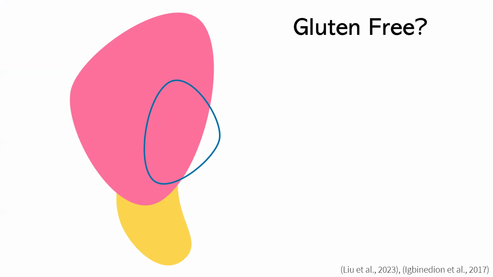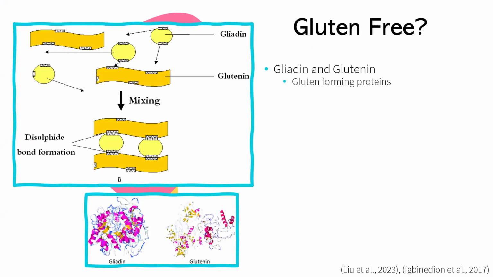So first of all, gluten-free. Why do we care about gluten-free? And a little bit of background about gluten. Gliadin and glutenin are the gluten-forming proteins. They are formed when they come together and are mixed physically. They come in and align and create these kind of layers like you see here with disulfide bonds.